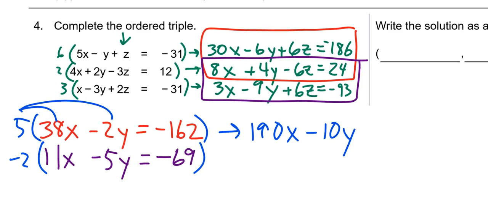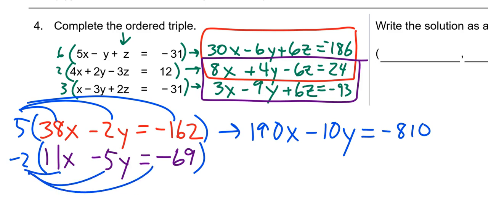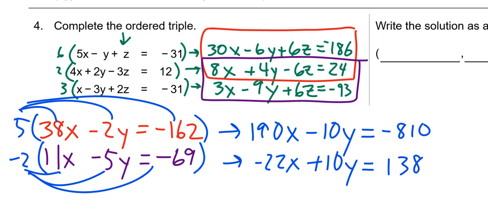So all I'm doing is distributing the 5 all the way through. 5 times negative 162 is negative 810. Distribute this. 22x plus 10y. Add them together and see if you can eliminate.